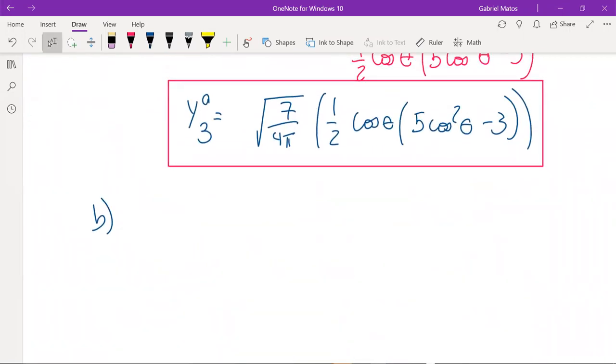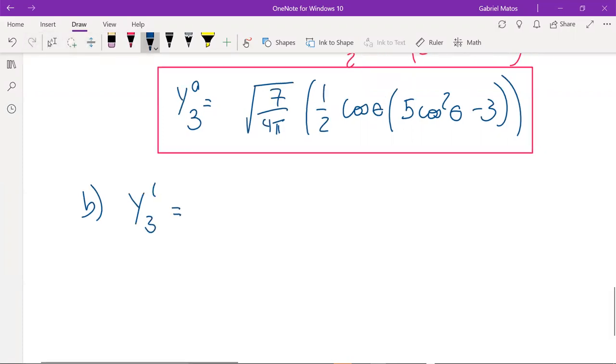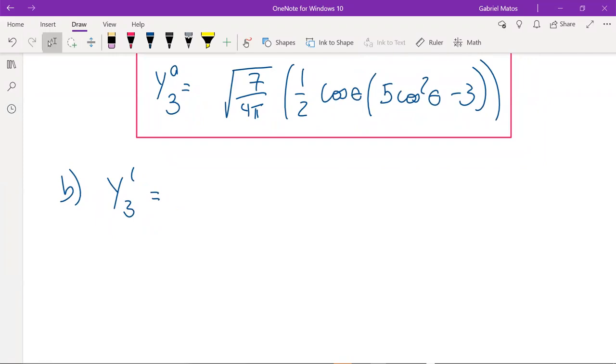Okay. For Y31 and the other ones, it's a very similar procedure. Here we can sketch out how those are going to look as well. Okay, so let's do it. Y31, I think, is the next one that we have to do. And the sum is just this thing, you have 7 over 4 pi.